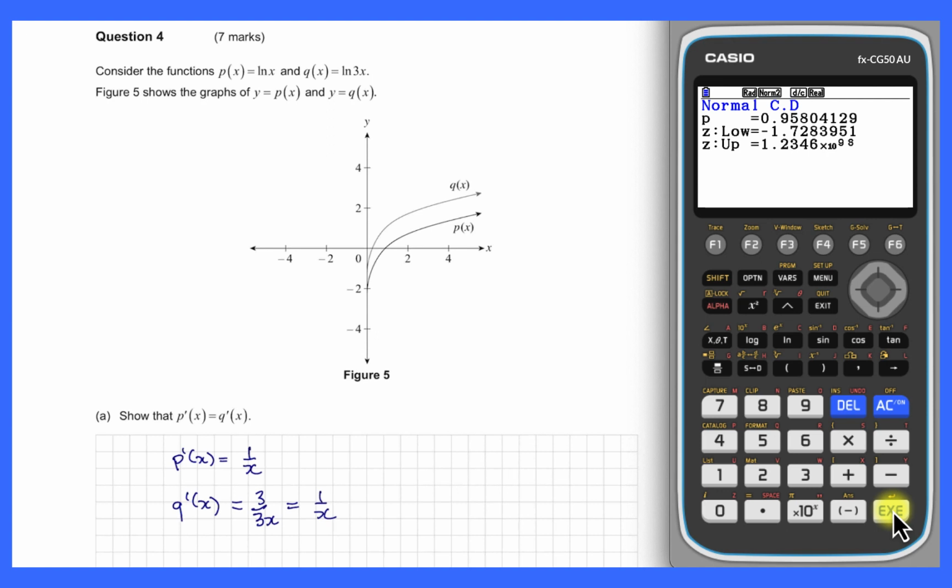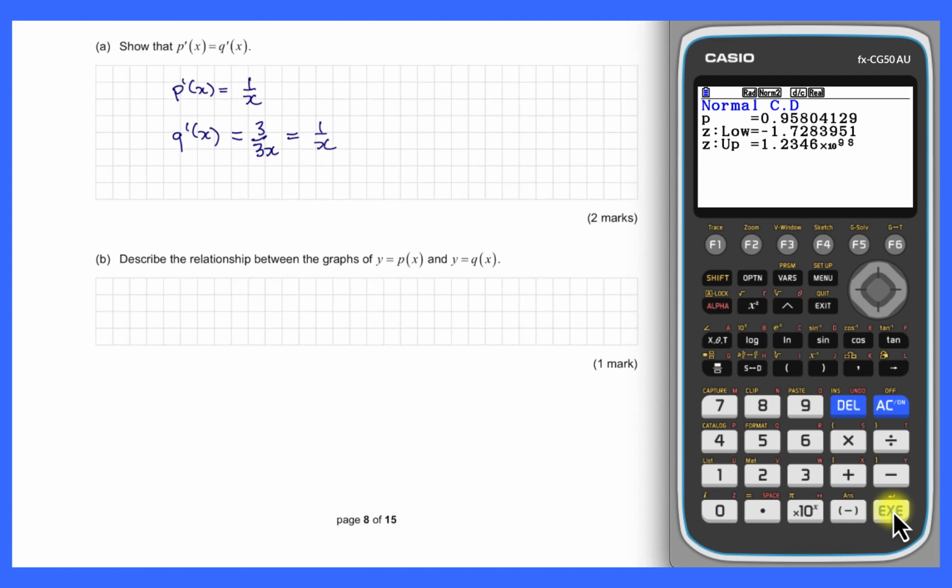Okay, next up, we're asked to describe the relationship between the graphs of p of x and q of x. Now, if you look at the function above, it appears that q of x is a vertical translation of p of x, and in fact that is the case. And the main reason why that is the case is this. Using our log laws, we can see that ln 3x is in fact some constant added to ln x, the constant being ln 3, so that gives us our vertical translation by ln 3 units.